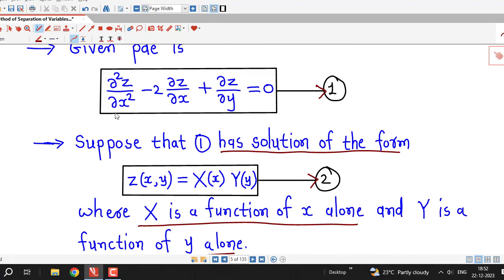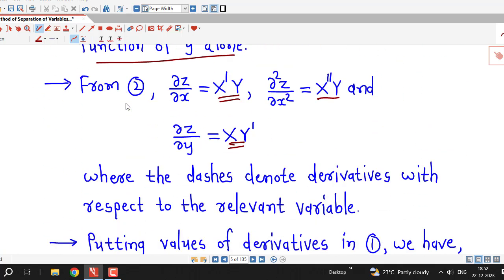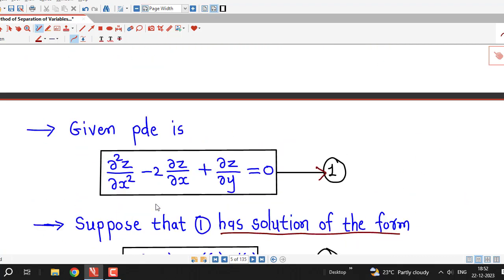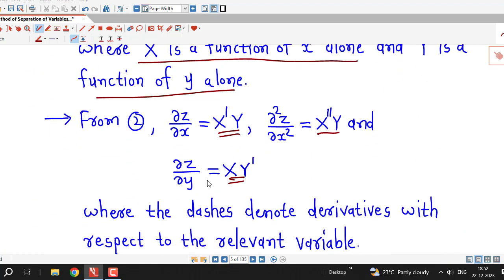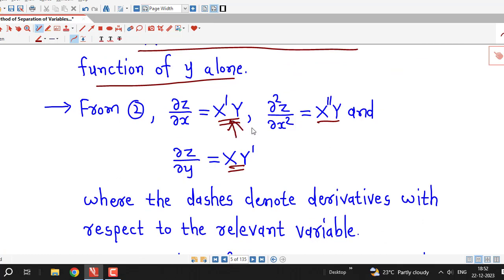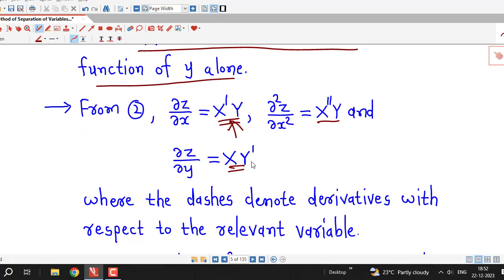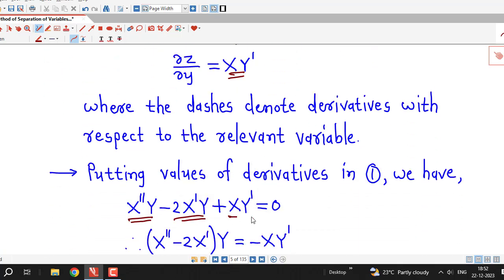So in equation 1 we have del square z by del x square, that is X double dash Y, minus 2 times del z by del x, which is X dash Y, and plus del z by del y, that is X Y dash. So that I have written here. After that I can take Y common from these two terms, and I will have X double dash minus 2X dash times Y, and I transfer this term to the right hand side.